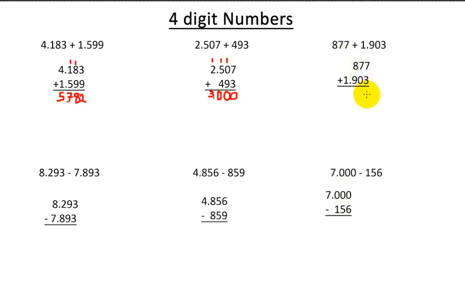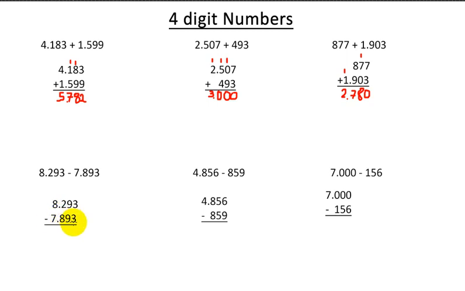So I say 7 and 3 makes 10. Write 0, carry 1. 7 and 0 makes 7, and 1 that I carry over makes 8. 8 and 9 makes 17. Write 7, carry 1. 1 and 1 makes 2. So my result is 2,780. Let's move on to the subtractions.